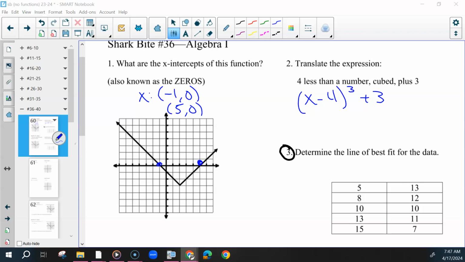So depending on where the commas are, if it said for less than a number Q, comma, then the x would be Q. But because the comma comes after all of that, all of that is being Q. And then the +3 goes outside of that. Questions on that?